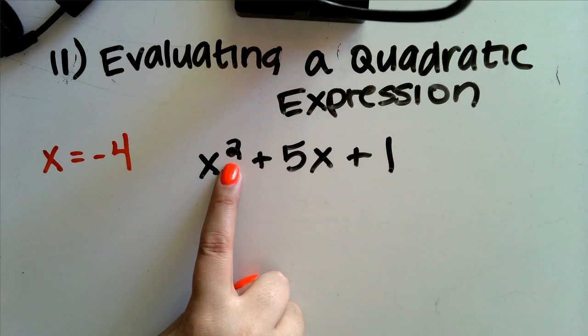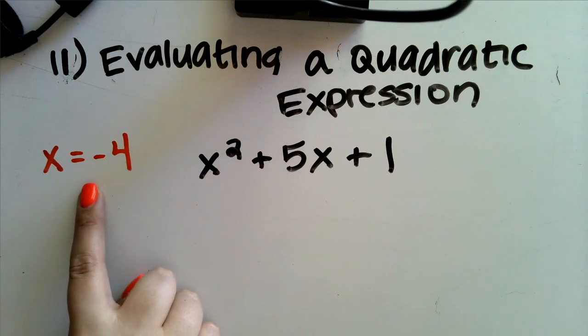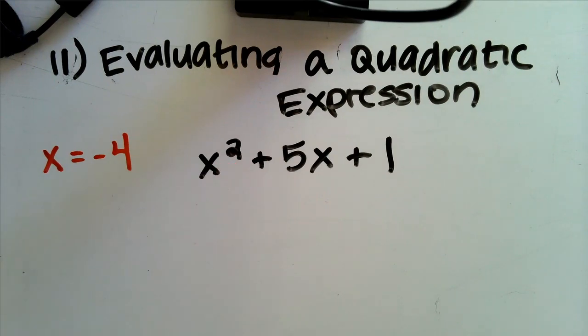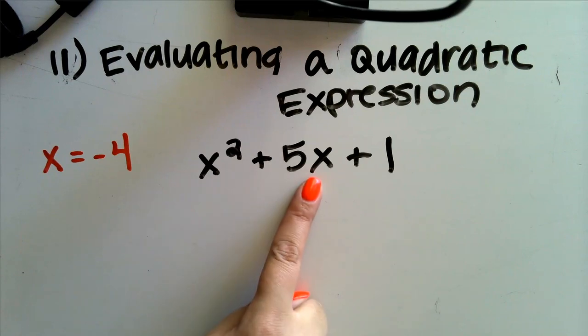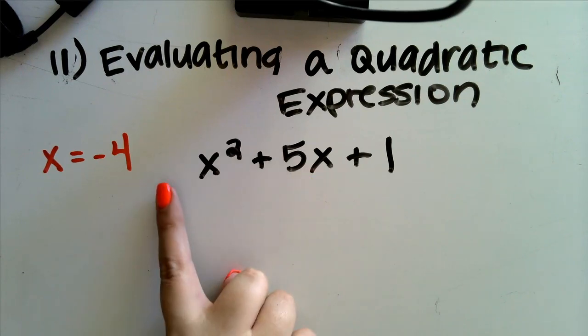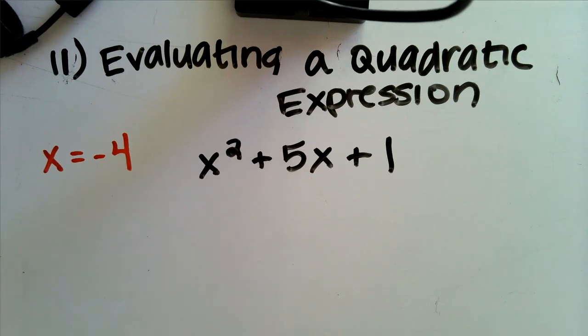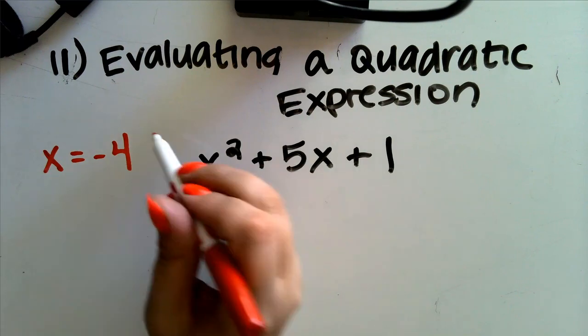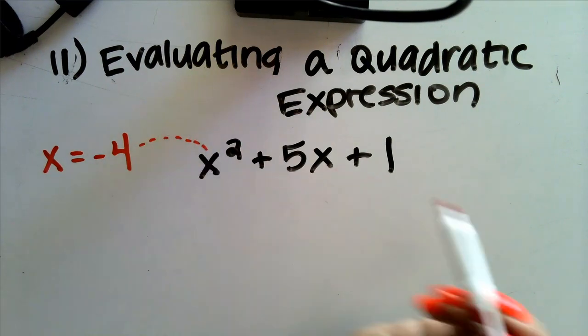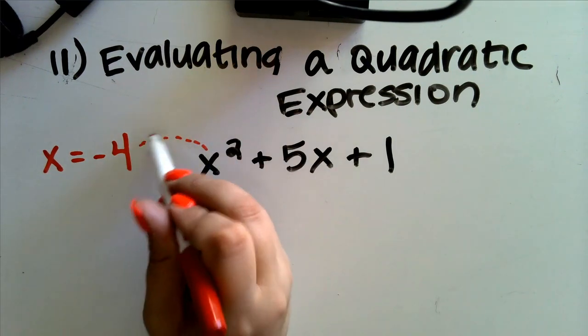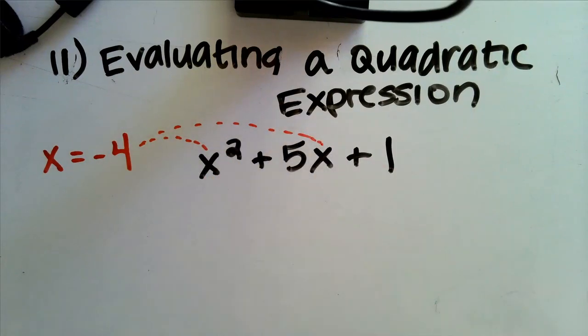We got some exponents. We know that in this case, x is equal to -4, and our expression is x squared plus 5x plus 1. So we have not one, but two instances this time of where we need to input this value of -4. So x is going to be input right there, as well as into this x over here. Let's go ahead and do that.